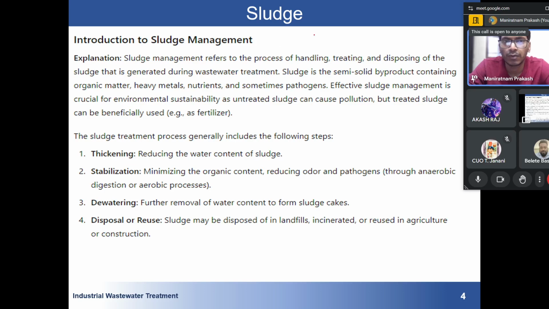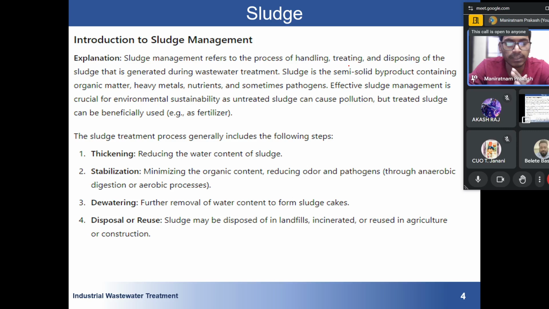If we look into management, what is the proper definition? Sludge management refers to the process of handling, treating, and disposing of the sludge that is generated during wastewater treatment. So we have to handle it, treat it, and dispose of it, because the solids present in the sludge can be very hazardous, or are a kind of pollutant also. So we have to treat it. First we have to handle it so that there is no leakage, or it is not leaching.